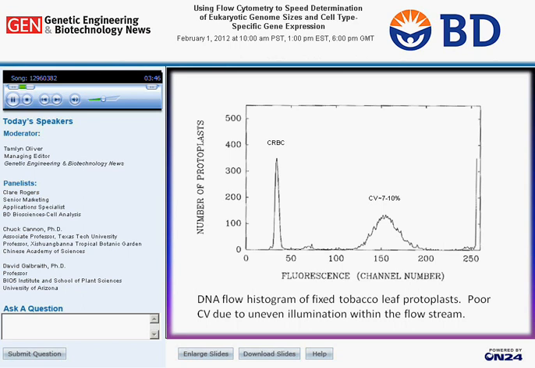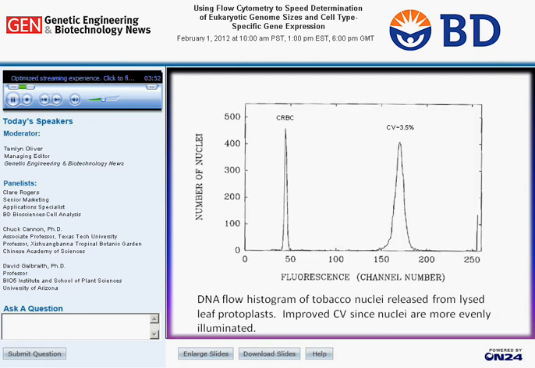Now, if you go to the next slide, you'll see that if you break open the tobacco protoplast without fixation, which you can do simply by adding detergent to the staining medium, you end up with a coefficient of variation of the DNA peak of about 3.5%, which is pretty reasonable. So this represents the fluorescence being emitted by the tobacco nucleus itself. The improved CV is simply because the nucleus is more evenly illuminated within the center of the stream as it goes through the laser beam.